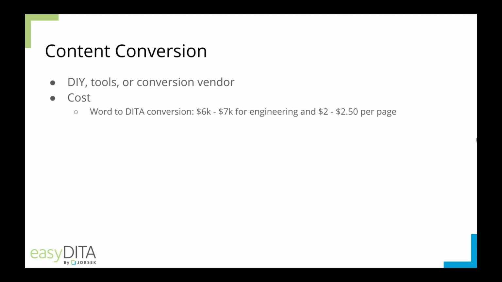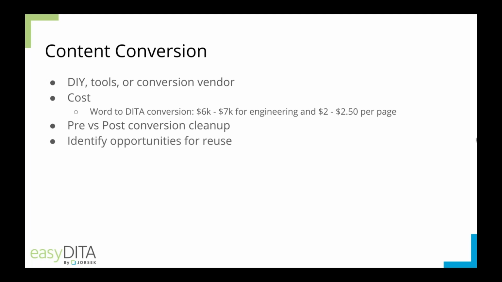So just as a ballpark figure, we've actually seen that for a lot of users who want to go from a Word document to DITA, that conversion cost is about $6,000 to $7,000 for the engineering and about $2 to $2.50 per page. And it's just based on some of the interaction we've had with our customers for them moving forward. Also, the question of pre versus post conversion cleanup. I generally hear it recommended that when you're making this decision, it should be done before. But I know that some talk about doing this sort of conversion cleanup on the other side of the conversion.